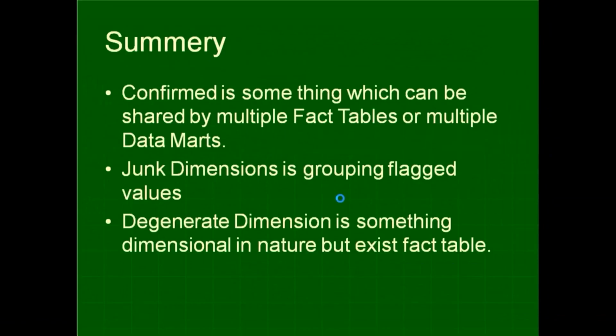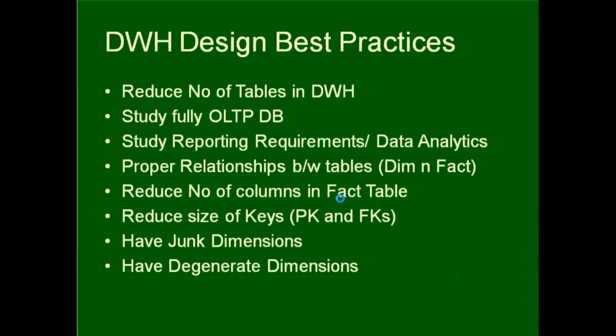What is the summary? Conformed is something which can be shared by multiple fact tables or multiple data marts. Junk dimension is a grouping of flagged values together. This is also called a bridge table. Degenerate dimension is something dimensional in nature but exists in the fact table. Clear? So what are the best practices of data warehouse design?